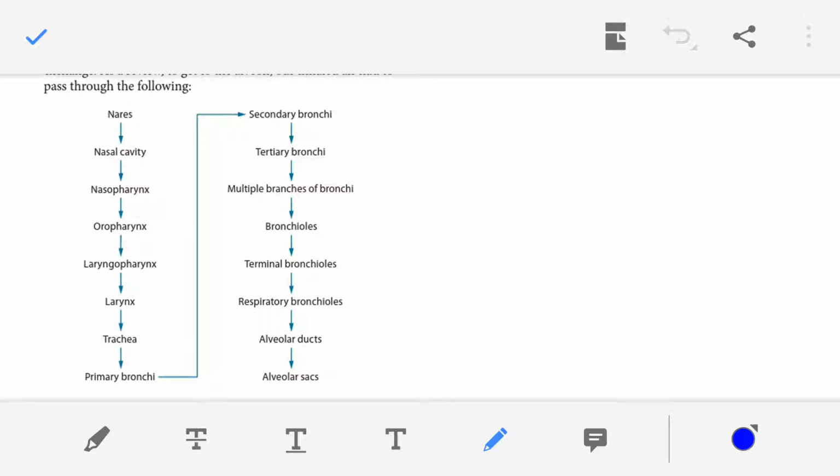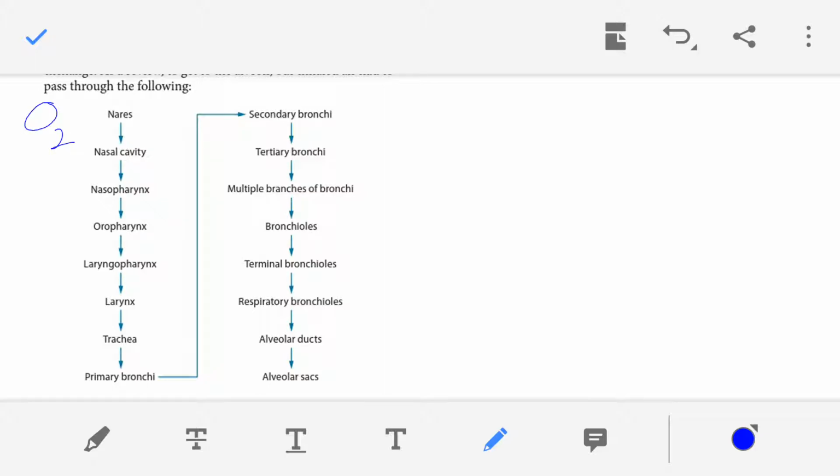I welcome you to the presentation lecture on alveolar sacs and alveoli. Now, in the beginning of the lecture, as you can see on the screen, I am showing you one concept map, and with the help of this concept map, you can track the inhaled air, the atmospheric air in which the oxygen is present. So where this oxygen is going, we can track.